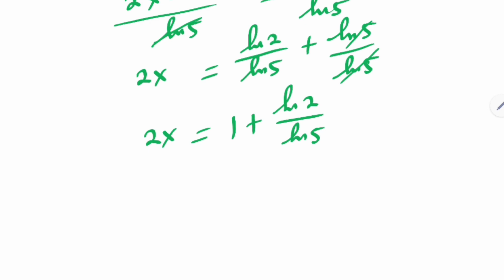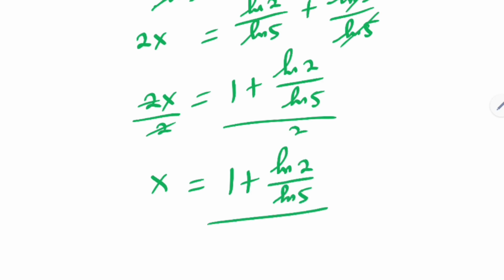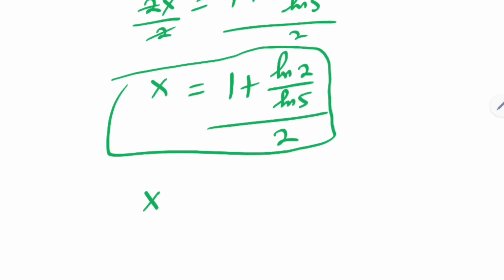Then if you want to divide the whole of this equation by 2 in order to get the value of x, this cancels this. x will be equal to 1 plus ln of 2 over ln of 5 all over 2. This is the value of x if you want to leave your answer in natural logarithm form. But in case you want to use your calculator, x will be equal to 1 plus ln of 2 over ln of 5.